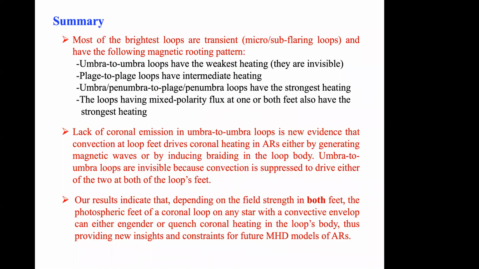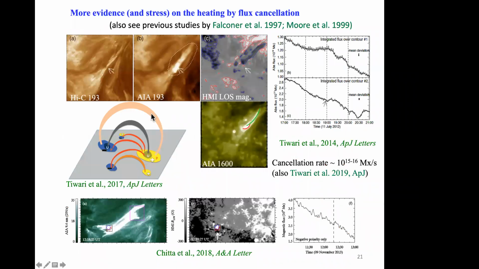This is what I just said, so I will skip and go to this slide. Recently, this third connectivity, where you have the possibility of magnetic flux cancellation, has got a lot of stress, and magnetic flux cancellation seems to be the dominant mechanism out of these three for active region brightness.